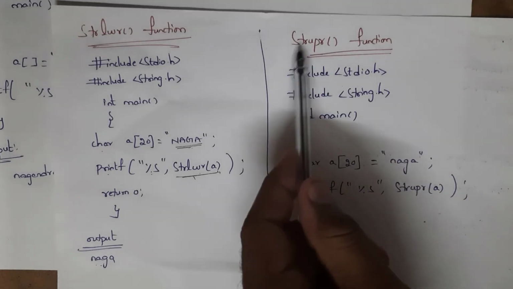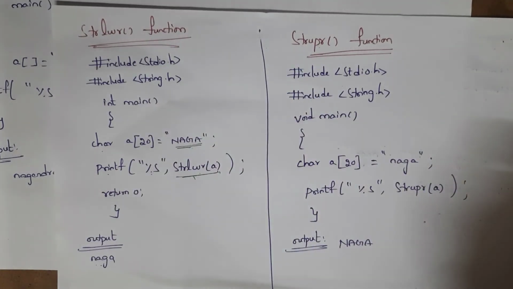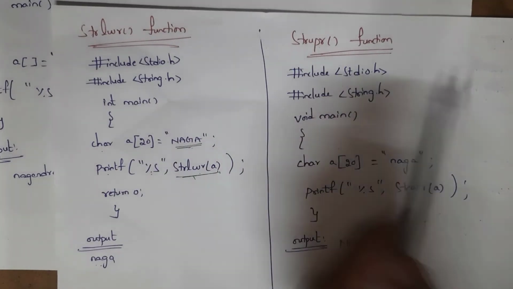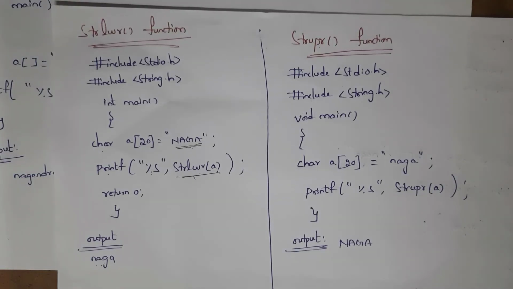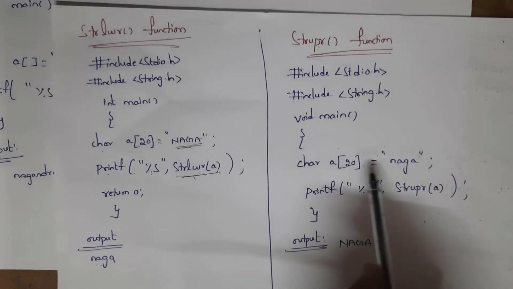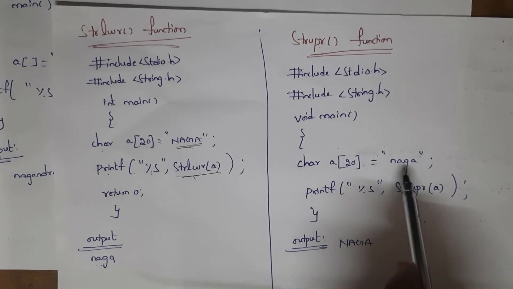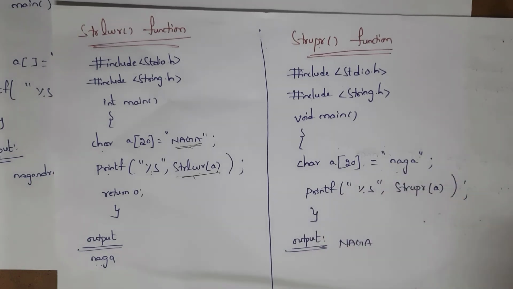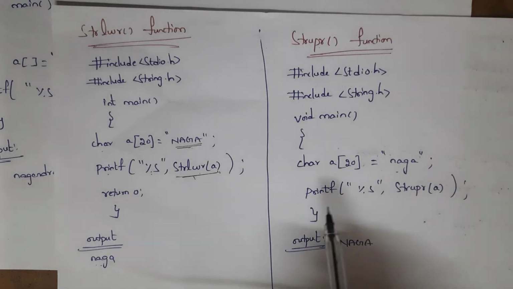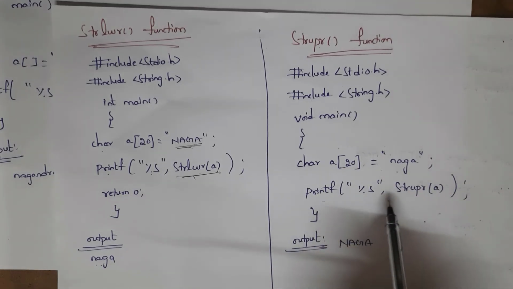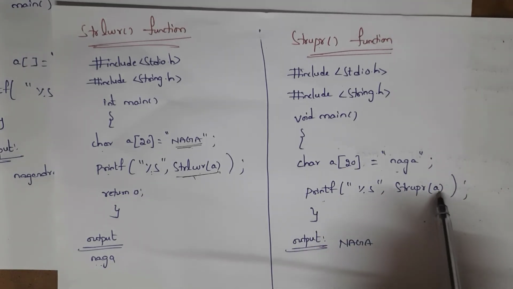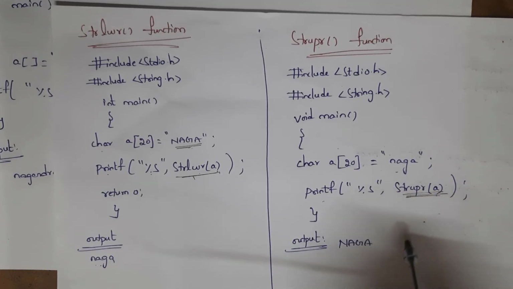And next one is strupr. This is the opposite of lower. strupr stands for string upper function. For example, if you want to convert a string to uppercase, then you need to use strupr. Here I wrote char a of 20 equal to Naga, which is in lowercase. Now I want to convert this Naga to capital letters. So for that I need to write printf %s comma strupr of a. By writing this strupr of a, I will get the output as NAGA, which is in capital letters.